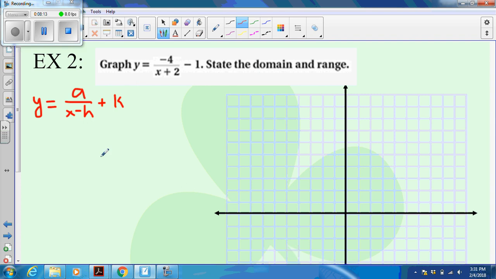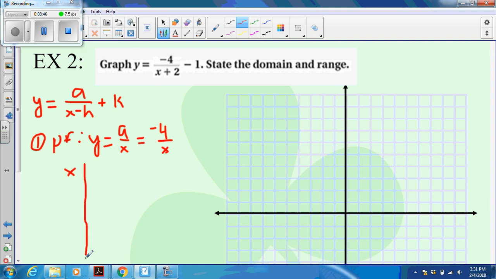Okay? So what we're going to do, just like we've done before, we're going to first graph the parent function. So I'm going to use PF to represent parent function. And remember, our parent function is in the form of y equals a divided by x. Well, in this case, -4, which is on top, is our a value. So we have -4 over x. So now we're going to do an xy table and plot these points.